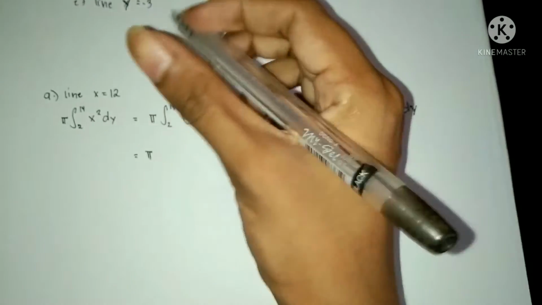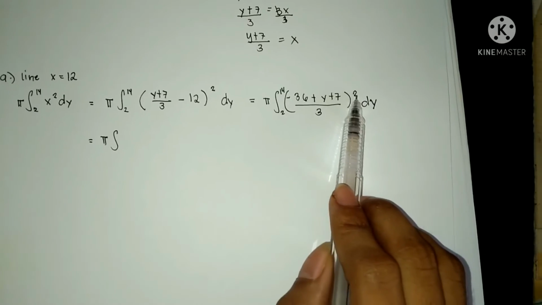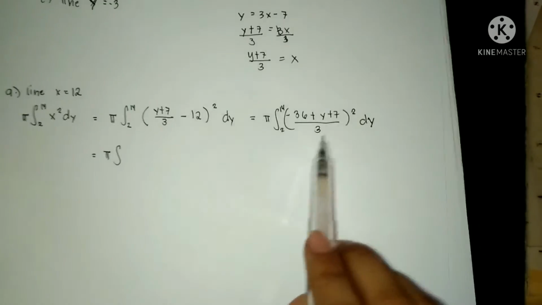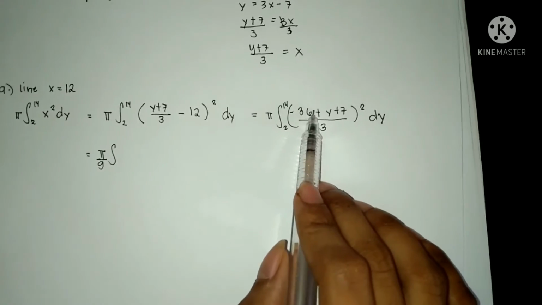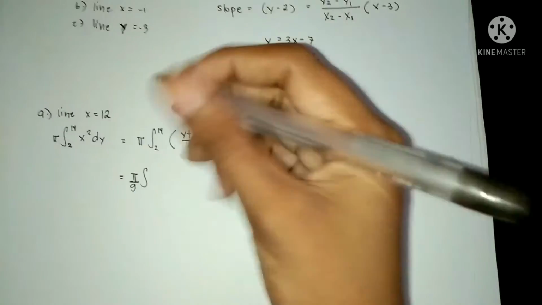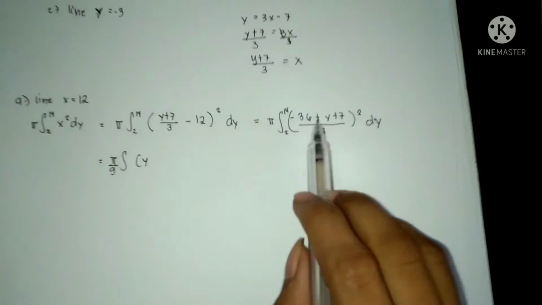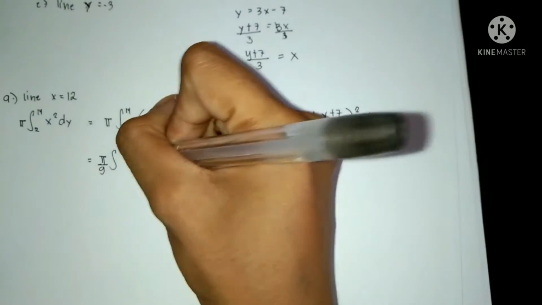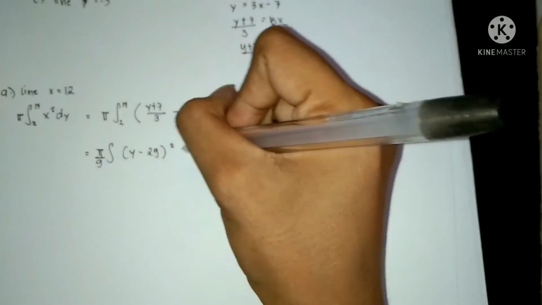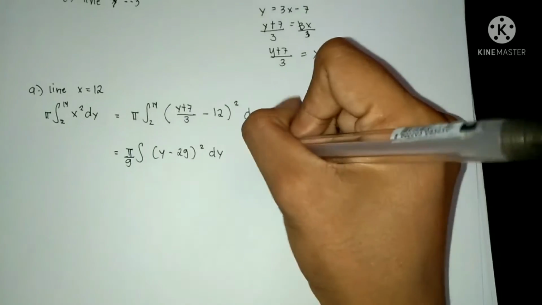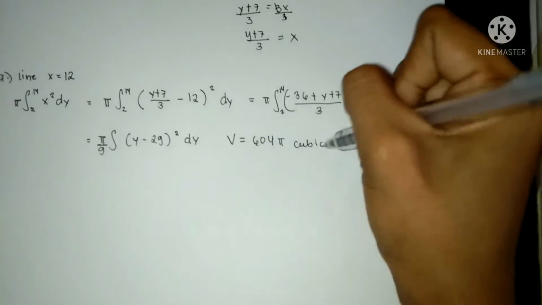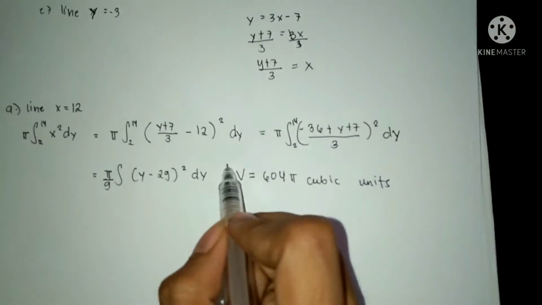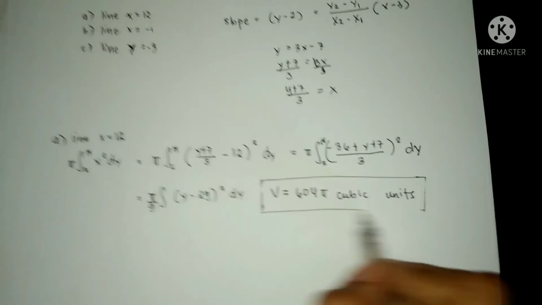Next is pi, the integral of, squaring this 3, it comes out as pi over 9. Then let's simplify this. Negative 36 plus 7 is negative 29, squared dy. So it is equal to 604 pi cubic units. So this is the volume of letter A.